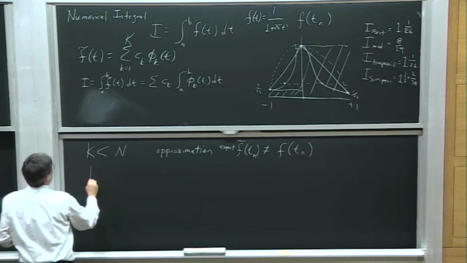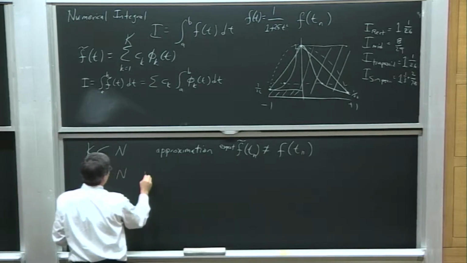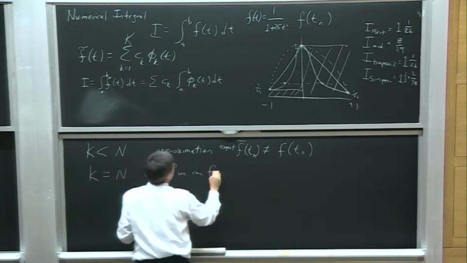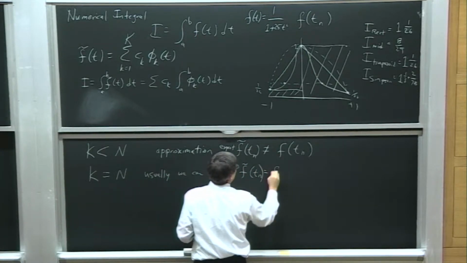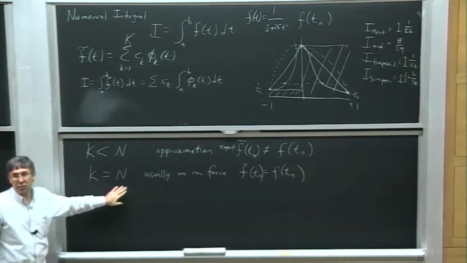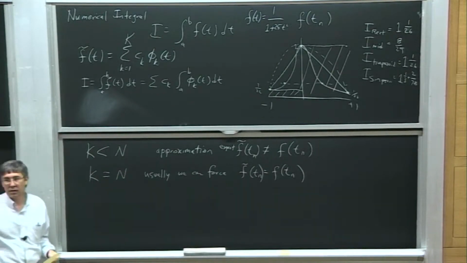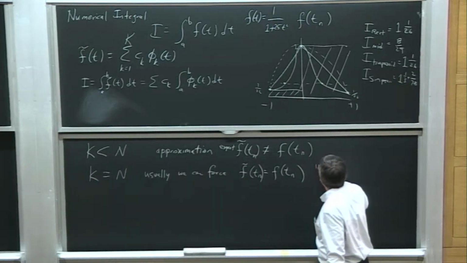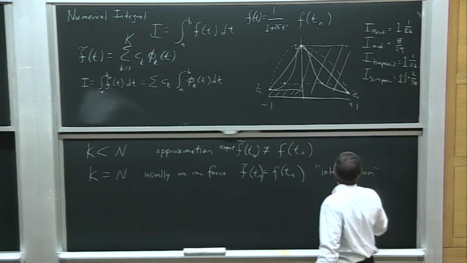Another possibility is to choose k equal to n, and then we can force f tilde of t n to equal f of t n. So at the points that we have, if we have enough parameters equal to the number of points, then we can get an exact fit. We can force the function to go through all the points. And when we do this, it is called interpolation.